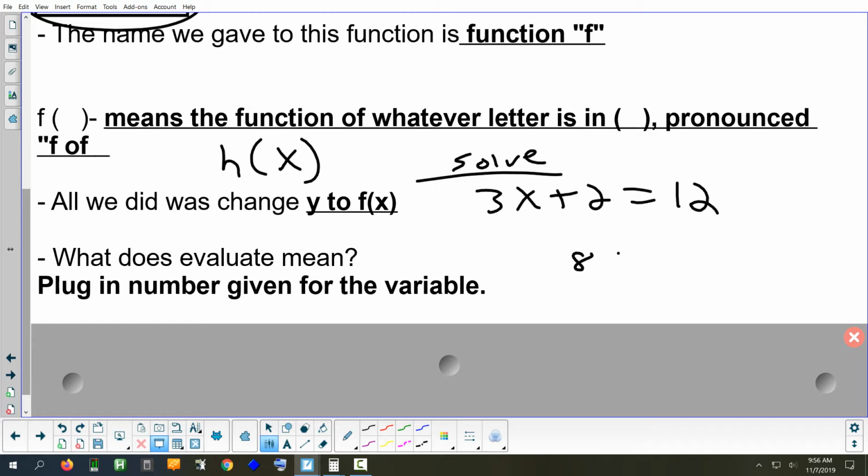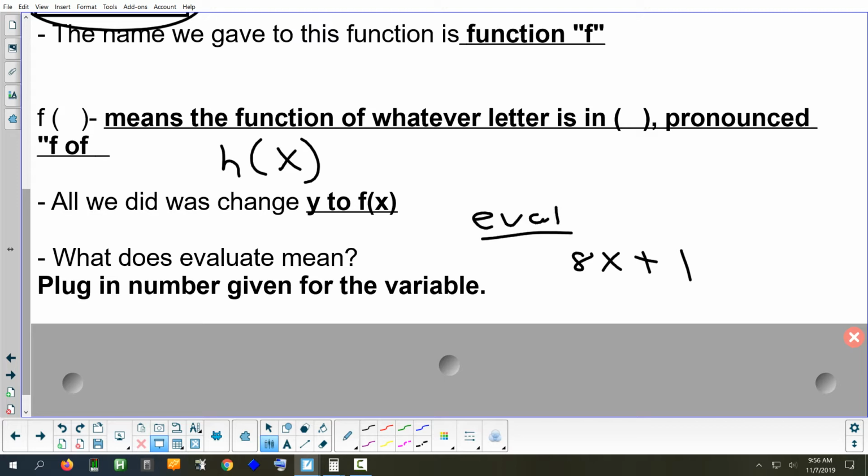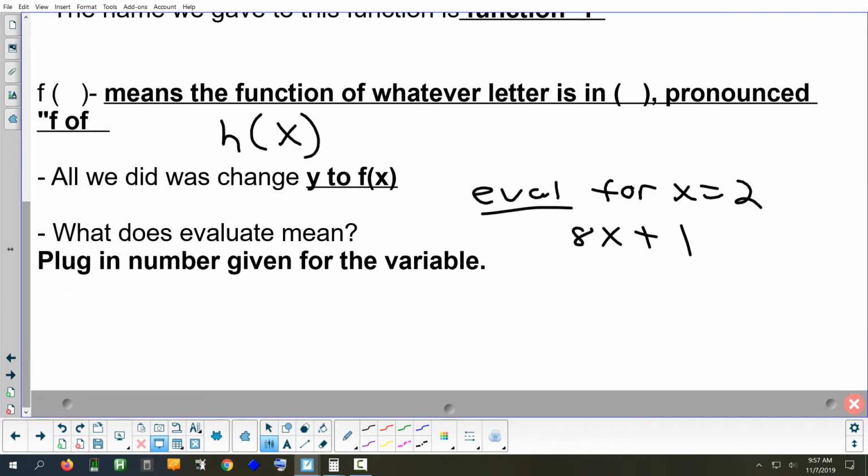So like if I gave you this, and I said evaluate for x equals 2. That means take 2, plug it in for x, and tell me what you get. So in this case, what would you get if you plug in 2 for x? Yep. So you get 17. So evaluate just means plug a number in and then do out the arithmetic. So I'm going to add one thing to this. Plug in a number for the variable and simplify. Don't just stop with plugging the number in. Plug it in and then do it out.